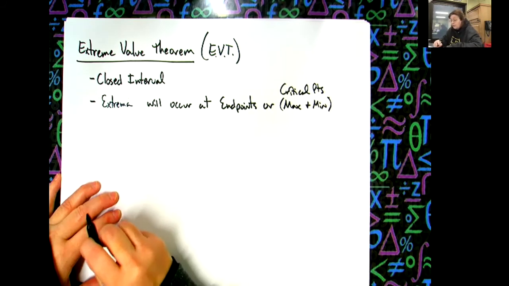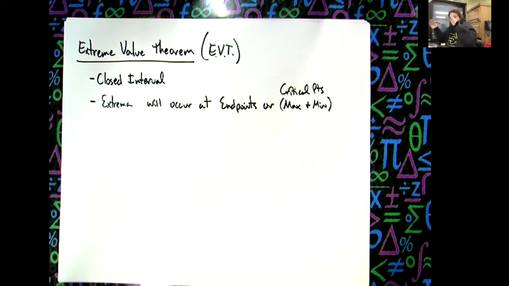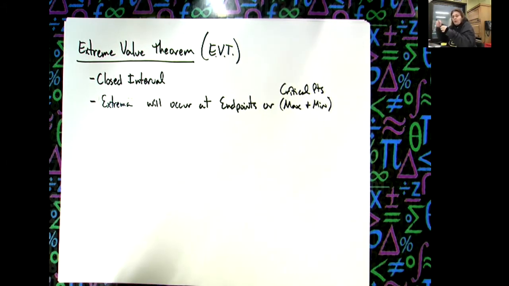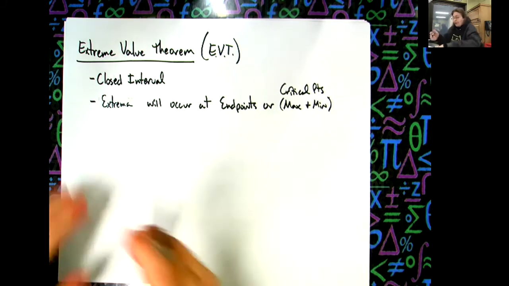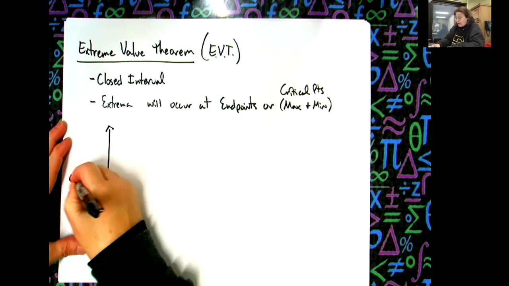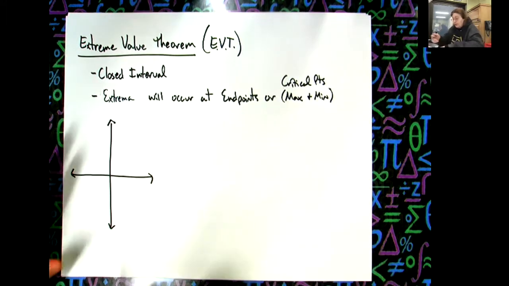So extrema, our maxes and mins, are going to occur either on the endpoints of this closed interval or on the inside where maxes and mins might occur. I'm just being conceptual. We're trying to get a conceptual thing down here. I want you to conceptually get this idea.